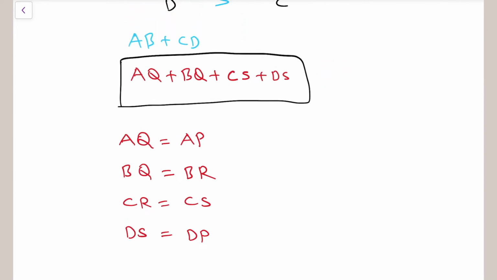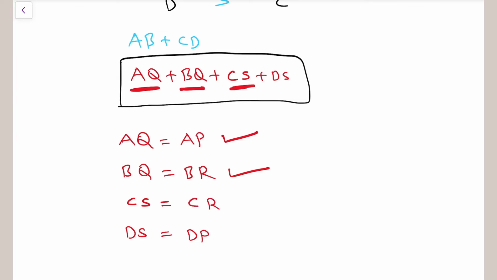Let us move to that rough work. AQ should be towards the left side. AQ equals AP, AQ is left side, okay. Then BQ should be left side. BQ equals BR, BQ is left side, okay. CS should be left side. CR equals CS. In this case, CS is right side. So just simply change this. CR equals CS can also be written as CS equals CR.